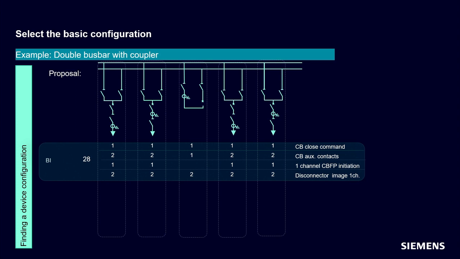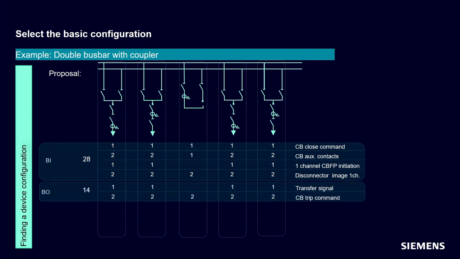We need 1 binary input for each feeder to activate the circuit breaker failure protection in the feeder. Typically, you have no externally started circuit breaker failure protection in the coupler, so we don't need it. And for the disconnector image, we have 2 busbar disconnectors in each feeder. And as we said, just to show that it's possible, we are using only 1 binary input in this example. So we need 2 binary inputs per feeder for the busbar disconnectors. Binary outputs. How many binary outputs do we need?